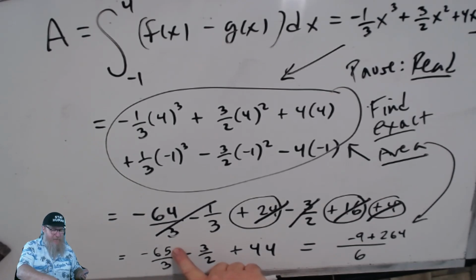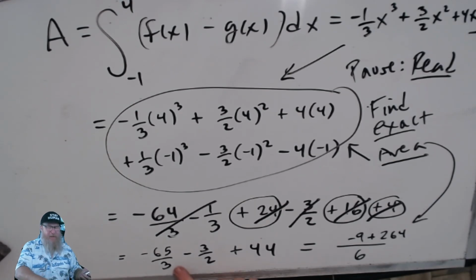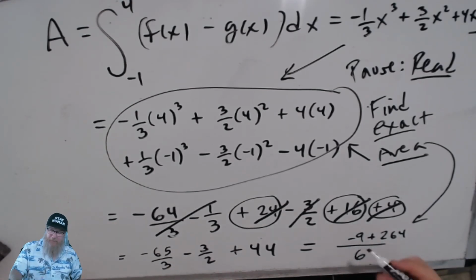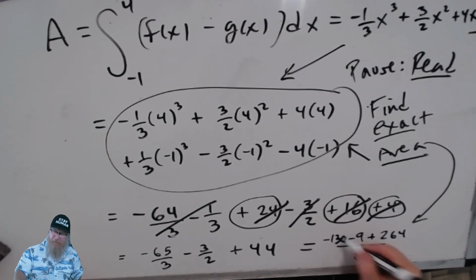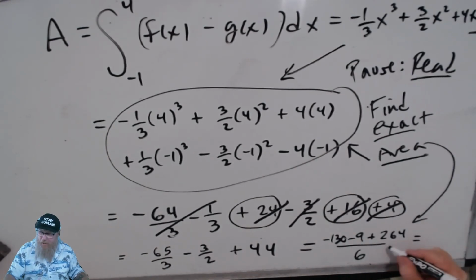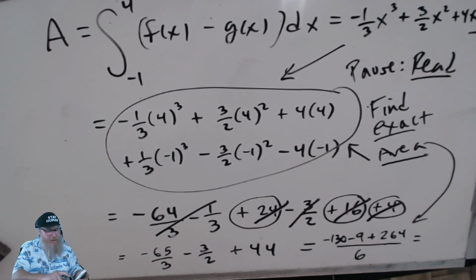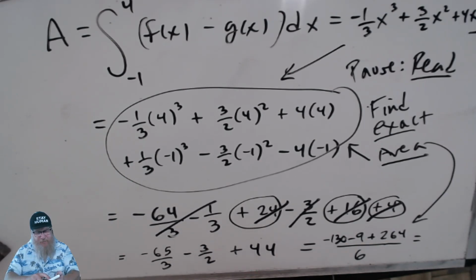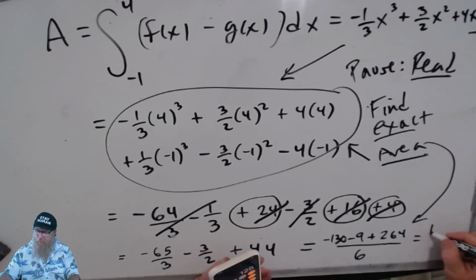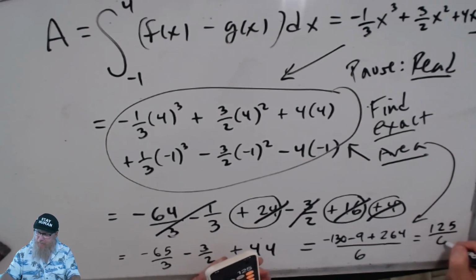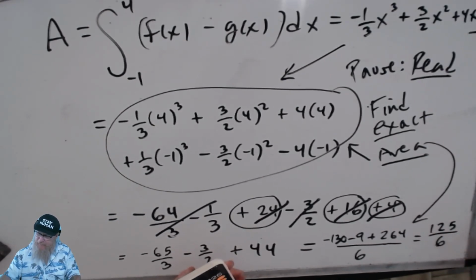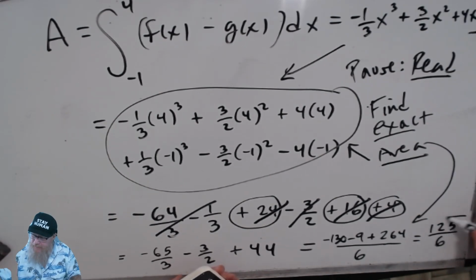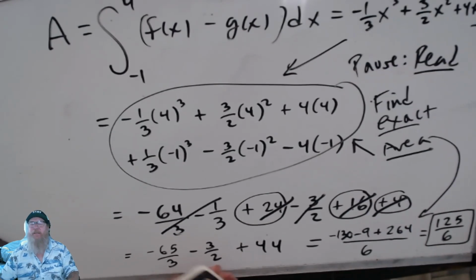And then the 65 is going to be multiplied by 2. 65 times 2. Yeah, because it already has a denominator of 3. So that's going to be -130. So altogether, I've got -130, -9, and then +264. 125 divided by 6. And that's it. That's your exact answer.